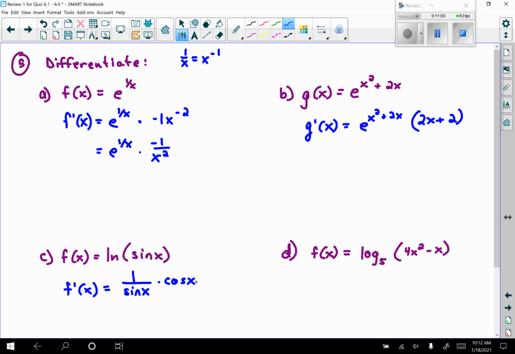Now for D, we have to go to the derivative rule for log base a. So this is going to become 1 over whatever u of x is, so this 4x squared minus x, times the natural log of a, so then times the natural log of 5, then times the derivative of the inside stuff, so this becomes 8x minus 1.